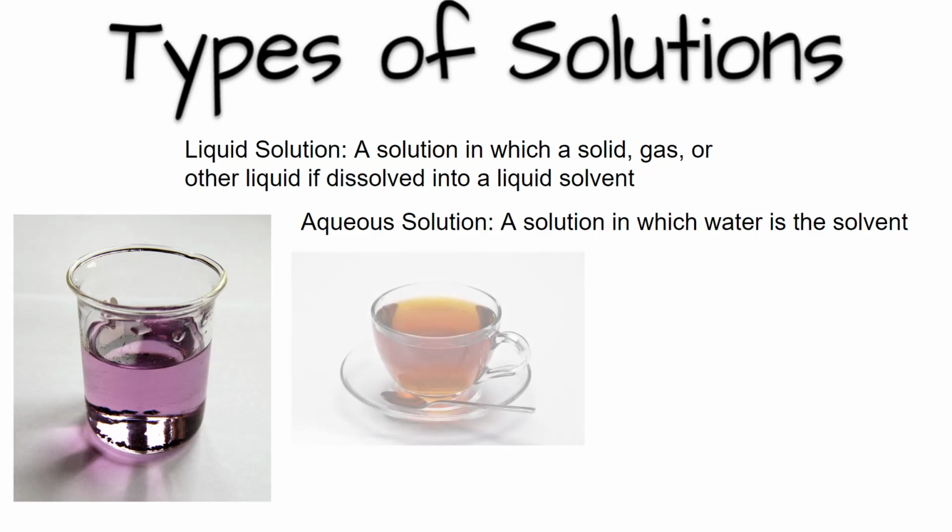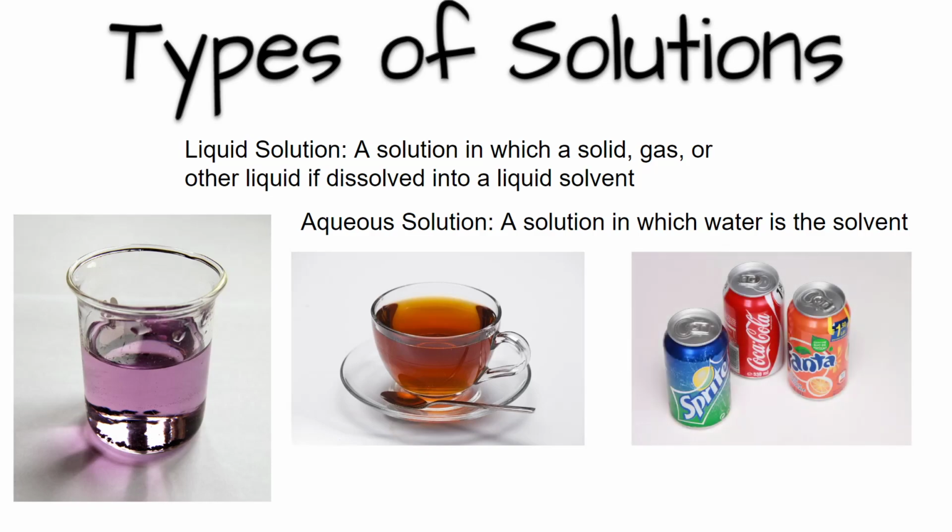When you add sugar to tea, the sugar, which is a solid, is the solute. When you add lemon juice to water, the lemon juice, a liquid, is the solute. And one of the solutes in carbonated drinks is carbon dioxide, which is a gas. Oxygen gas also dissolves in water. Most marine and freshwater organisms depend on small amounts of oxygen dissolved within the water in order to survive.